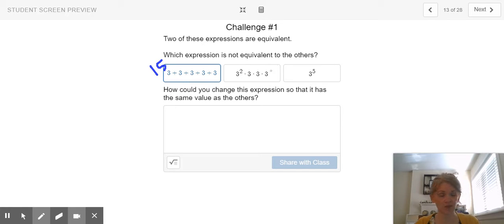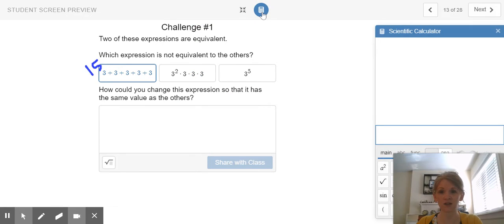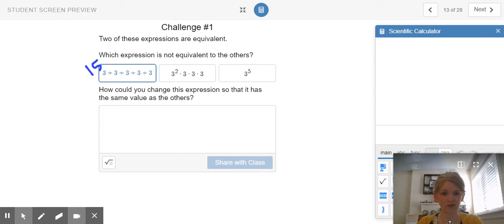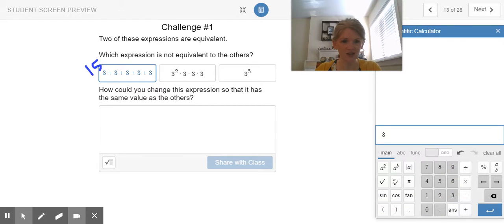I'm going to do that on a calculator here for you to see. I can pull up the calculator. It looks like I'm in the way. I don't know how to move myself. There we go. All right. So I can go ahead and multiply this out. 3 times 3. And I've got 3 more of those. 3, 4, 5. 5 of them.